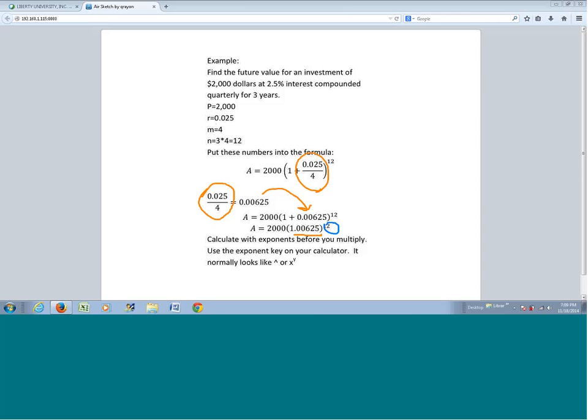So we need to figure out how to type that into the calculator. Now, some calculators have a button that looks like an upside down V, and other calculators have a button that looks like an X to the Y. Those are the most common 2 buttons that mean exponent. So you need to be really familiar with how that works on your particular calculator, because different model calculators might have different buttons. You need to make sure you know how yours works.